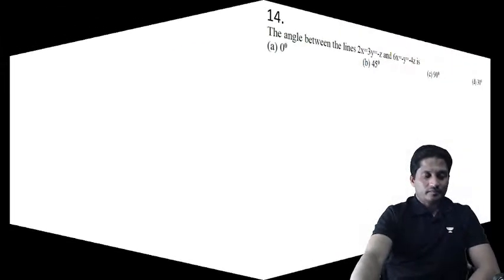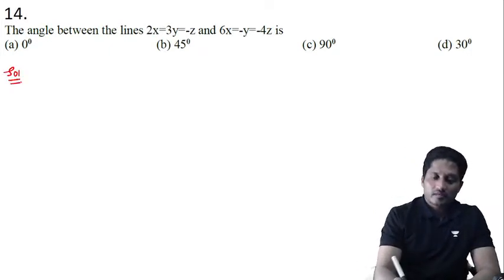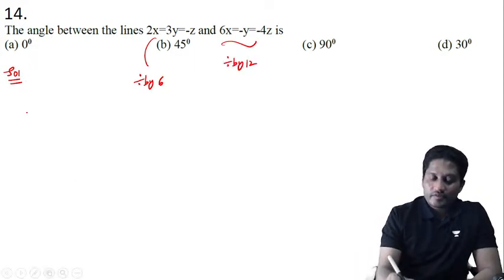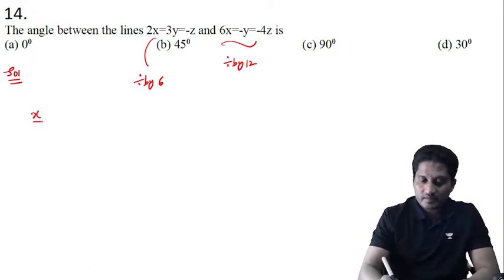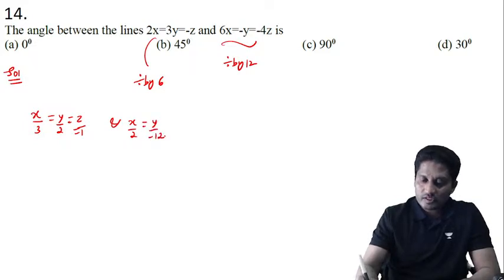Question number 14. Angle between the two lines. Okay, so for the first line, LCM of 2 and 3 is 6, so divide by 6. For the second, LCM of 6 and 4 is 12, so divide by 12. So if you divide by 6 for the first line, this becomes x by 3 is equal to y by 2 is equal to z by minus 1. For the second, if I divide by 12, you get x by 2 is equal to minus y by minus 12 is equal to z by minus 3.